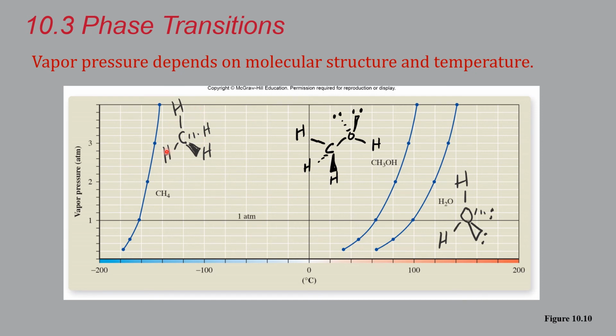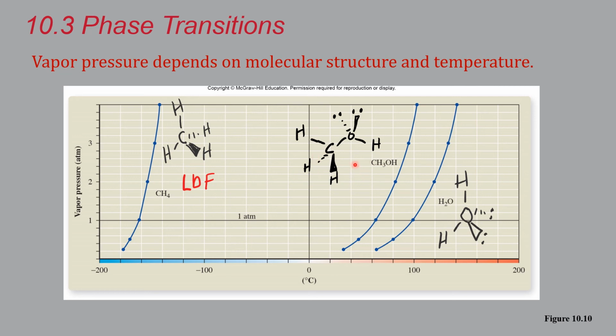Now let's think about the intermolecular forces that are available to each. This is all CH bonds. They are not polar, so there is no way that molecule is polar, which tells us that it has only London dispersion forces available to it.